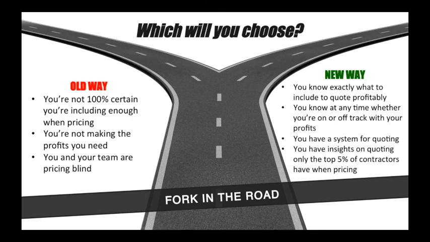So the old way, you're not 100% certain you're including enough when pricing. You're not making the profits you need. You and your team are pricing blind. Or the new way, right? You know exactly what to include to quote profitably, at any time, whether you're on or off track with your profits, and you have a system for quoting. You have the insights on quoting that the top 5% of contractors have when pricing. So which way are you going to pick?